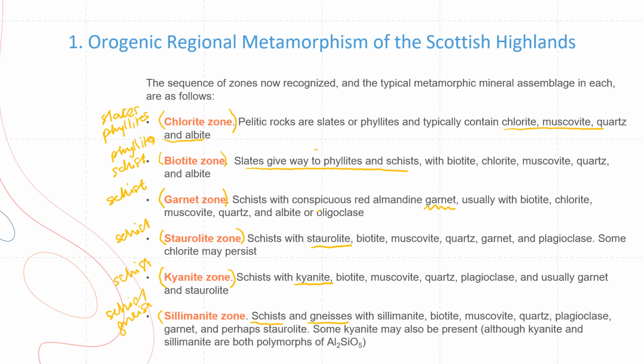So as you can see, there is a very specific sequence in which these minerals appear, and you can see that it happens with increasing grade of metamorphism. So we've gone from slate to phyllite, phyllite to schist, and schist to gneiss.